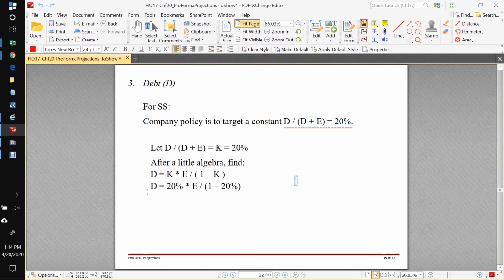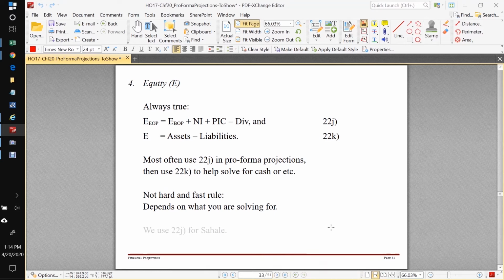And if you do a little bit of algebra on this, you can confirm this for yourself, that the debt in every year going forward is going to be 20% of the equity divided by 80%. So that's our formula for debt.